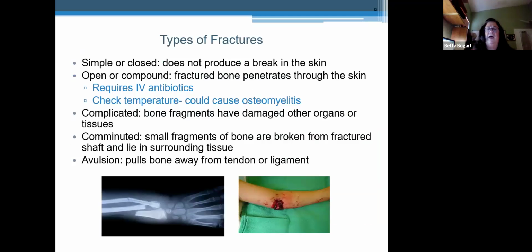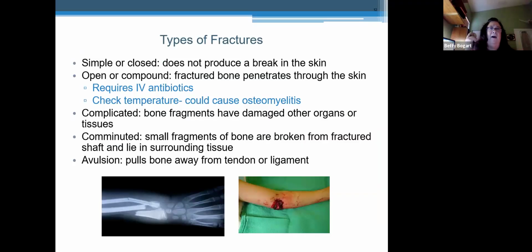Now, there are different sorts of fractures. Mostly children have these simple or closed fractures. You fall down off the monkey bars and you fracture your elbow, your arm, wherever. And you don't see anything bulging through. There's swelling and pain. Okay. There are times where the fracture is so bad that the bone comes out through the skin.